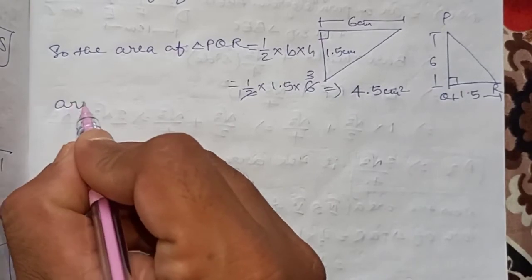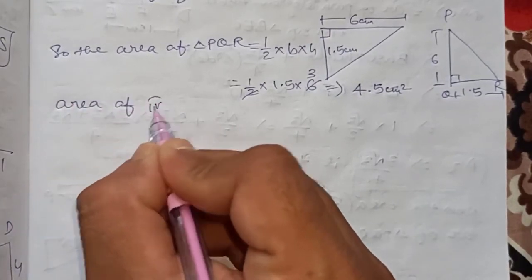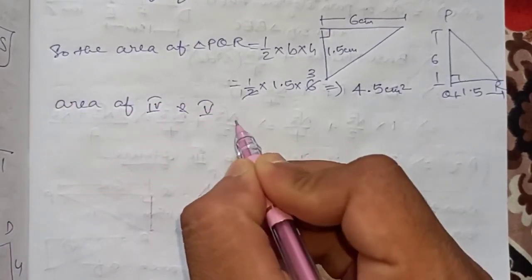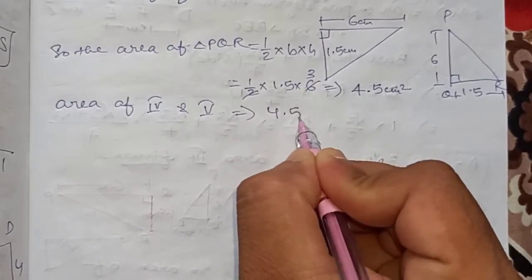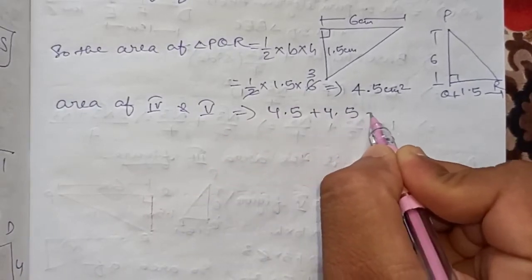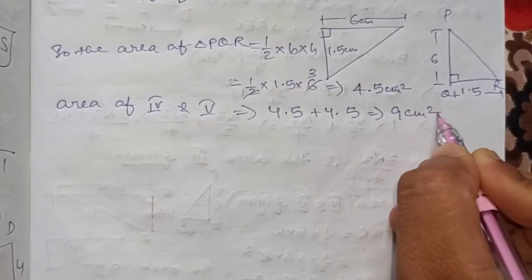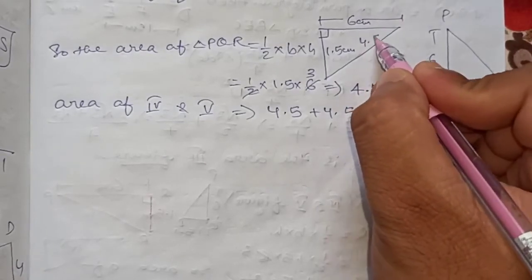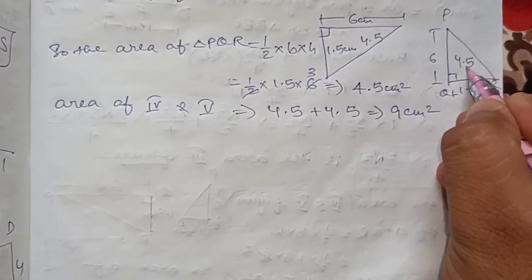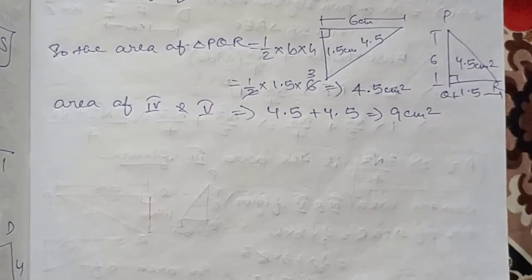So the area of the fourth and fifth will be 4.5 plus 4.5, that is 9 centimeter square, because if this is 4.5, this also will be 4.5 centimeter square. Now we will get the area of the whole aeroplane.